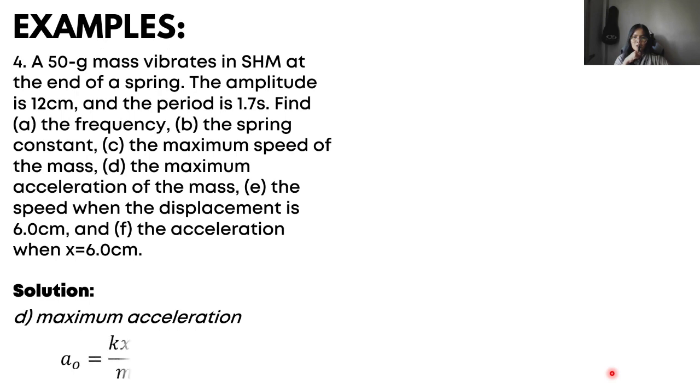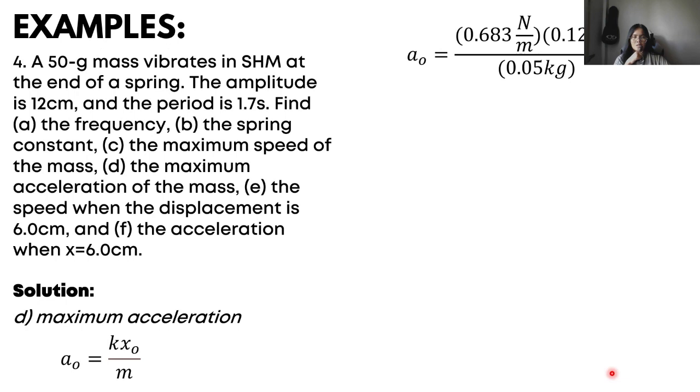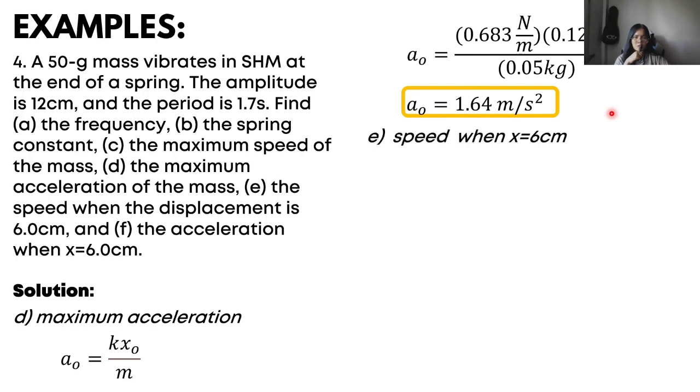Next one. Maximum acceleration naman tayo. So, we have formula a sub o is equal to k times x sub o divided by m. So, substitute nyo lang yung k, nakuha nating value kanina. Then, yung 0.12 ulit itong amplitude na 12 centimeters. And then, mass, given din yan. Calculate nyo, makukuha ay 1.64 meter per second squared.